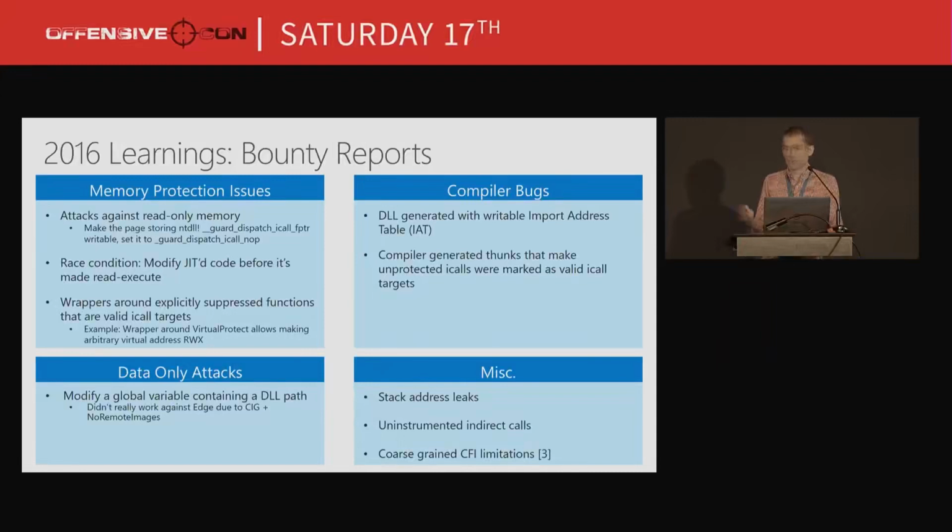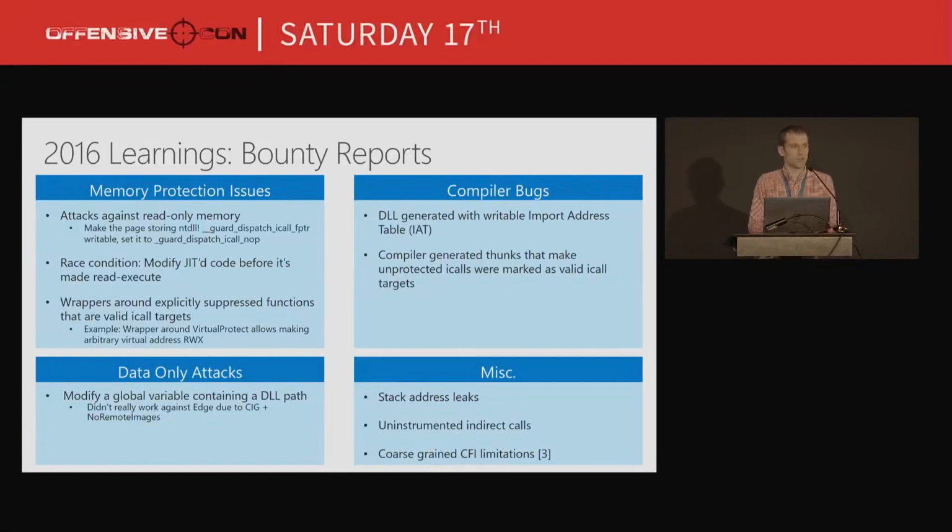We also had some interesting compiler bugs. So we noticed that some DLLs were being generated with writable import address tables, which is a really big problem because all of those function pointers in there get called, they don't have any CFG check happening on them. They are just trusted function pointers. So if someone can modify them, then you can, by design, make those IAT entries point anywhere you want.